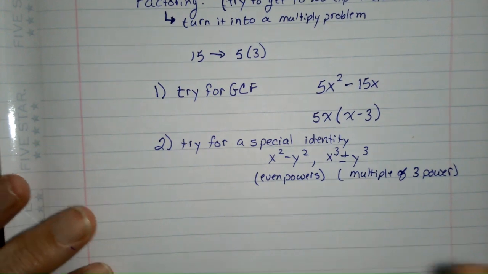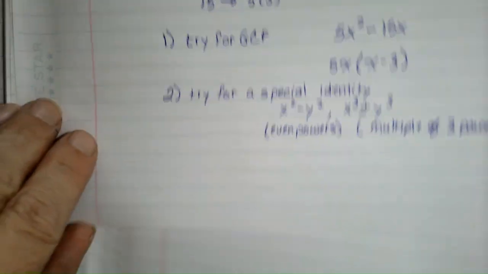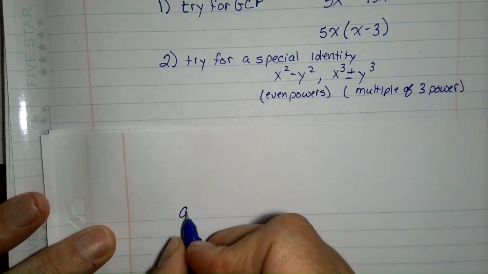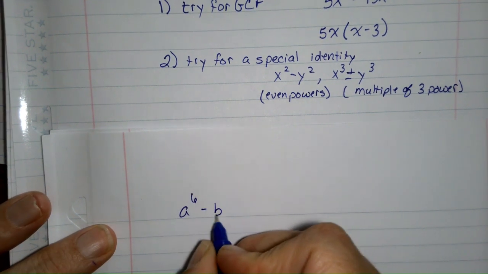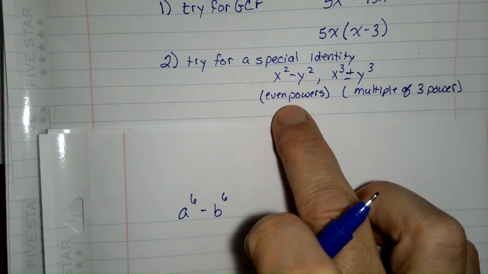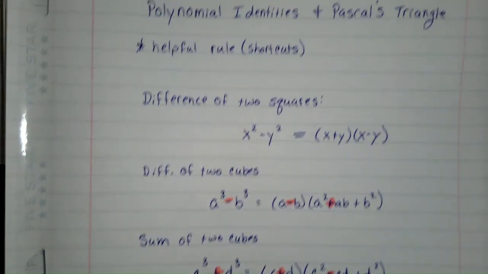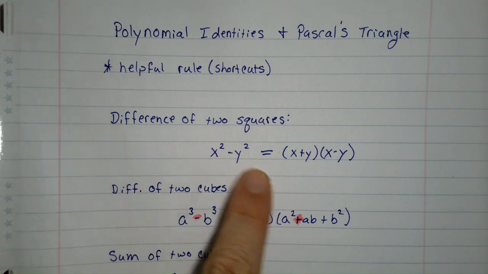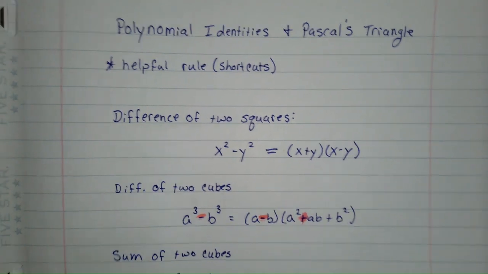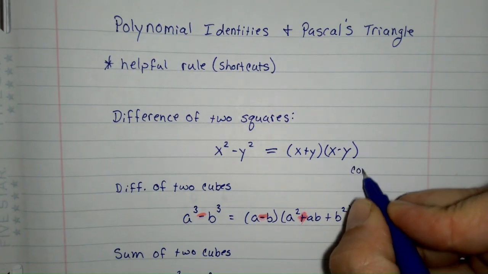So for example, a to the 6th minus b to the 6th. This is both even and a multiple of 3. So I like to do this rule first. And if you come back up here, x squared plus y squared, they split it evenly. One is a plus, one is a minus. This is a conjugate pattern.